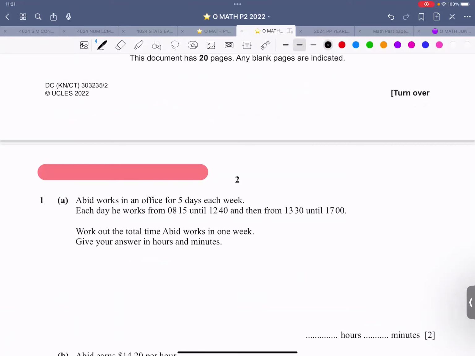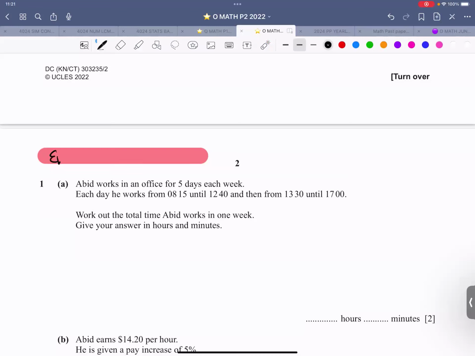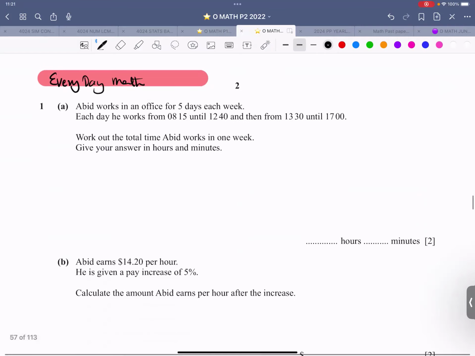In the first question, it says Abid works in an office for 5 days each week. Each day he works from 8:15 until 12:40, and then from 13:30 until 17:00. Work out the total time Abid works in 1 week. Give your answer in hours and minutes. First of all, let me label this as everyday maths. The first part is related to the time difference, the 24-hour clock.